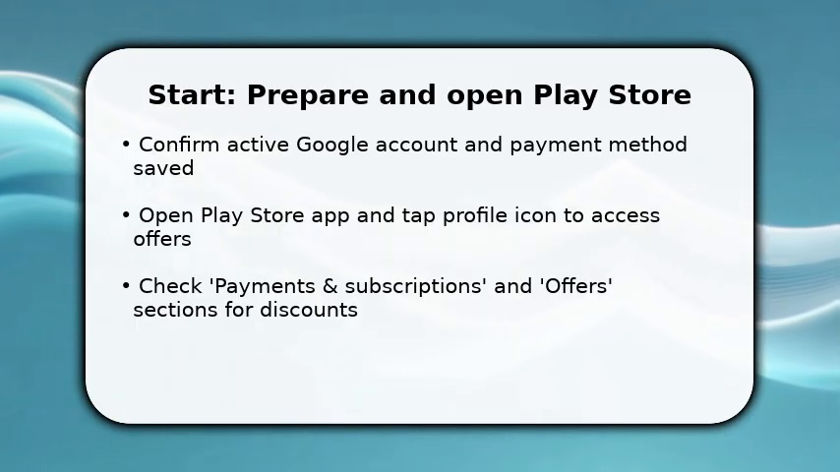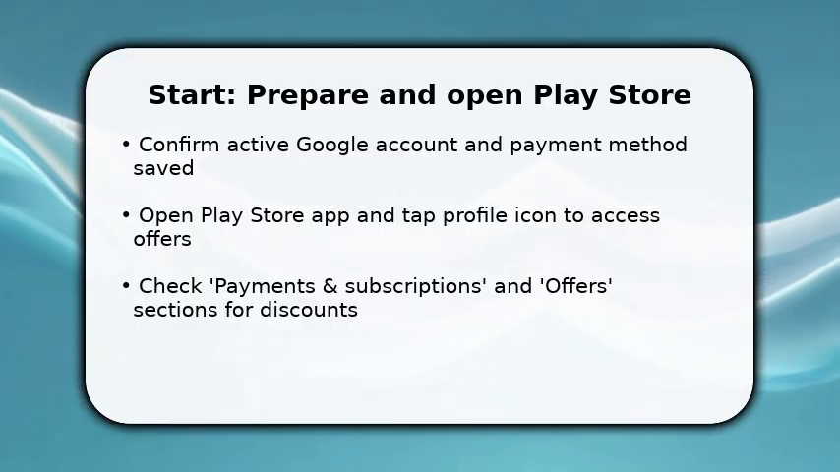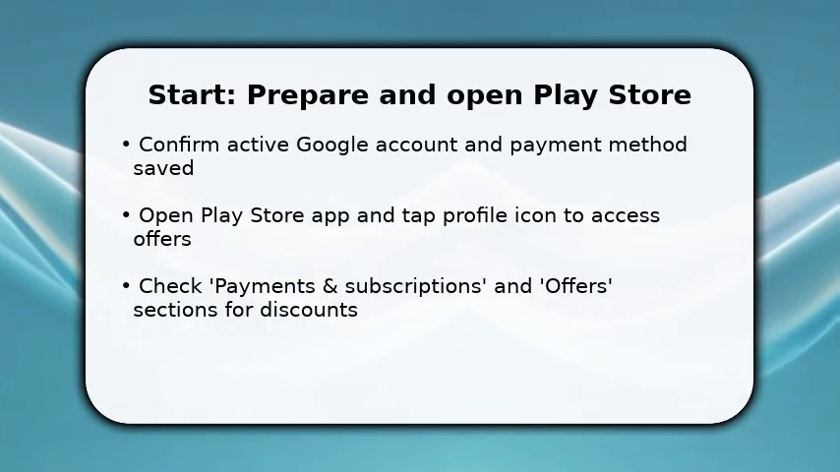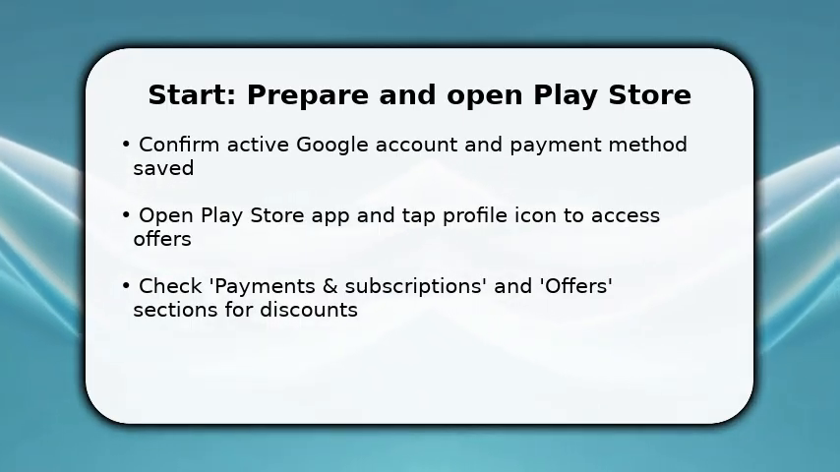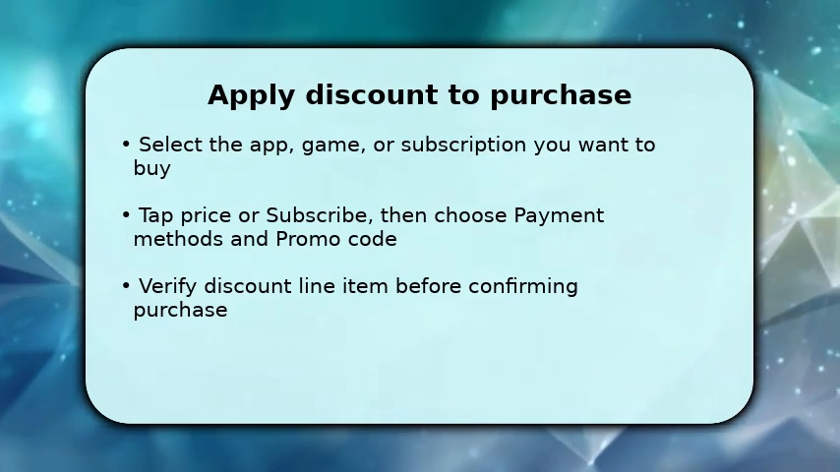If you have a promo code, tap Redeem Now, enter the code exactly and apply. Doing this early prevents wasted steps later and ensures eligible discounts are attached to the correct account. You now choose the item and tap its price or subscribe to reach the checkout screen.